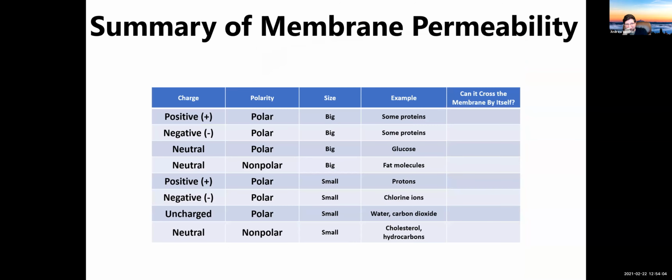All right. So, okay, this you can use for studying. Like I could sit here and ask you, so we got something that's positively charged and polar and big, for example, some proteins. Can that get across the membrane by itself? No, of course not. How about if it's negative and polar and big? No. How about if it's neutral and polar and big? No. Right, you guys are all in unison here. You guys get this now. That's good. Good, and that's what I wanted you to take home today, the rules of the road.